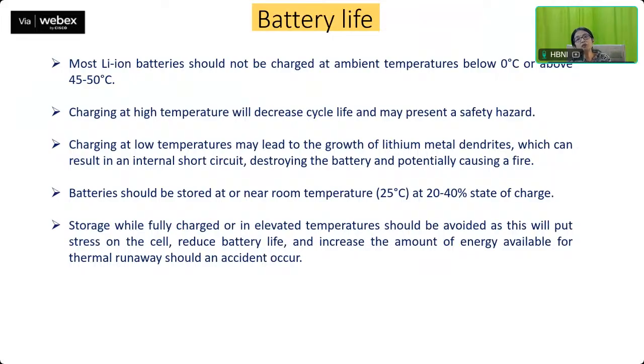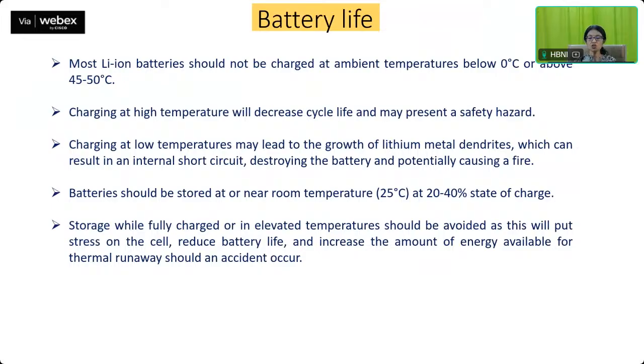Charging at low temperatures may lead to growth of lithium metal dendrites, which can result in an internal short circuit, destroying the battery and potentially causing fire. Also, remember the battery should be stored at or near room temperature and at 20 to 40% state of charge. For a lithium-ion battery, it shouldn't be completely drained. The ideal is that it should have 20 to 40% state of charge.